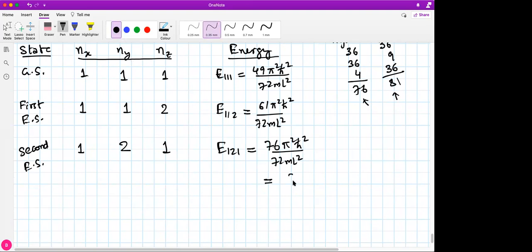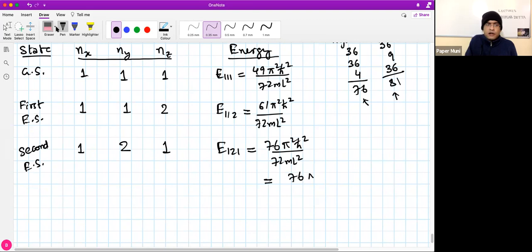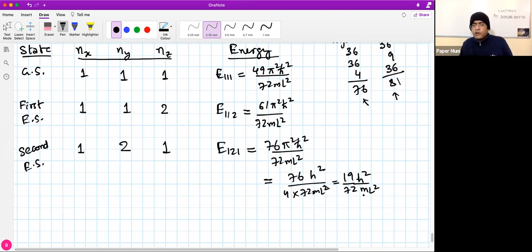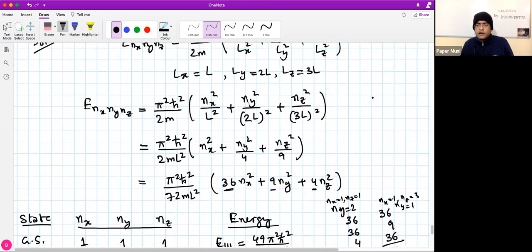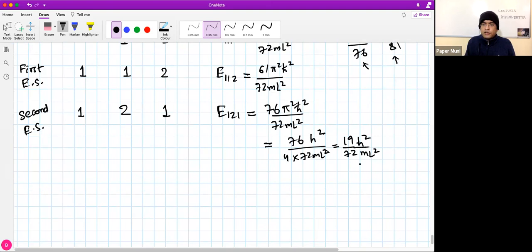Okay, great. So this is 76 pi. Now let's get rid of the pi. Now everything is fine. I thought it was h cross square. So this is h square. Now here we'll get 4. If you cancel this out, you'll get 19 by 72 h square by ml square. Yeah, I didn't follow that thing. Now this is correct. So we have this answer. All right, D option is correct.